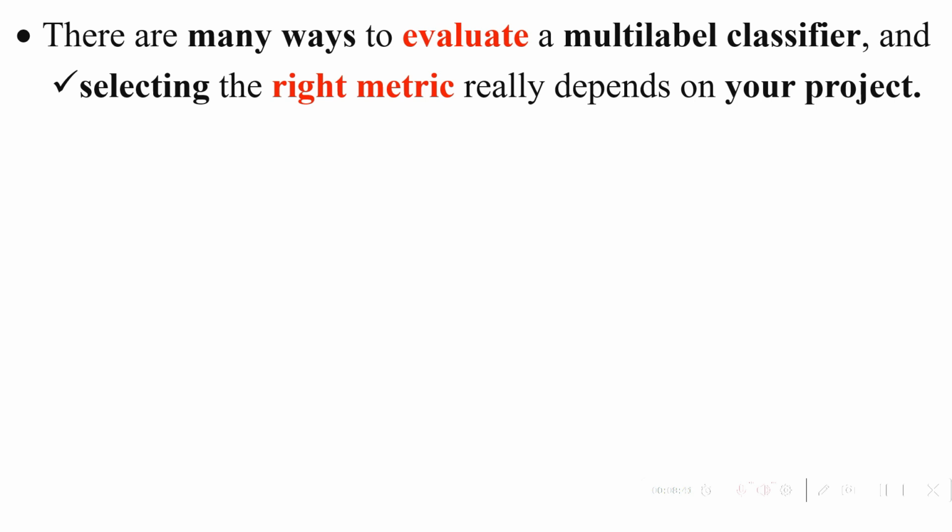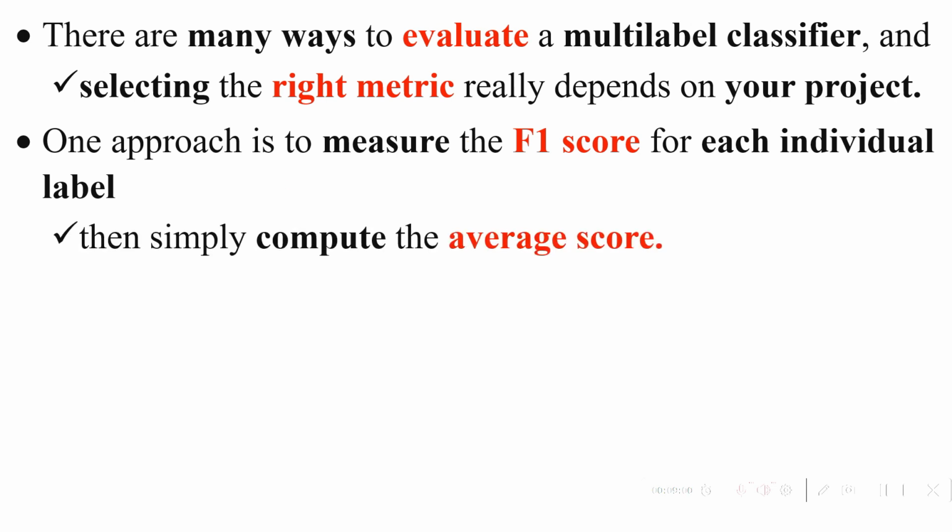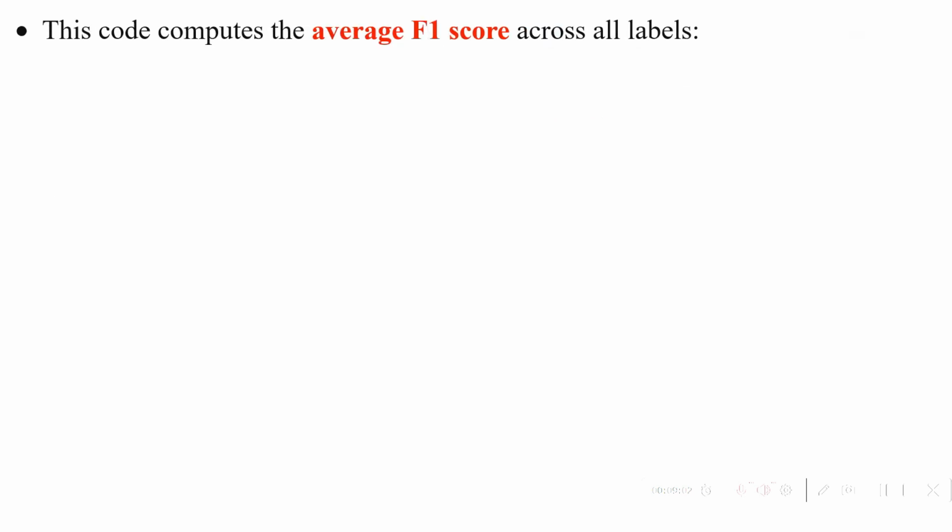Now there are many ways to evaluate a multilabel classifier, and selecting the right metric really depends on your project. Next, one approach is to measure the F1 score for each individual label, then simply compute the average score. Based on that, we find the F1 score for all the labels.